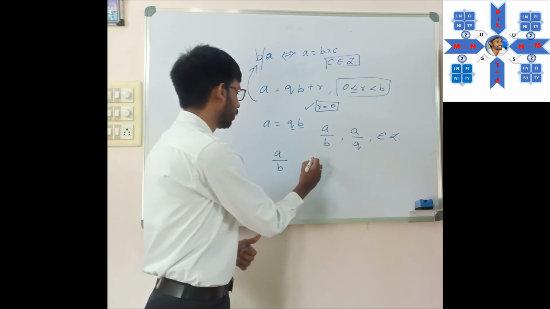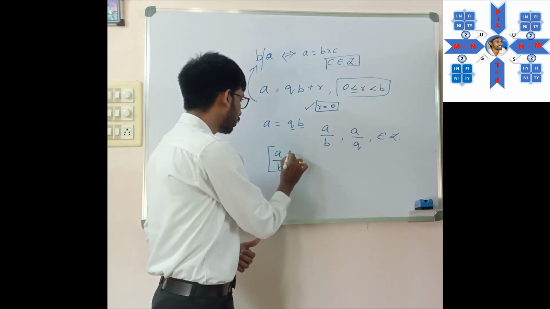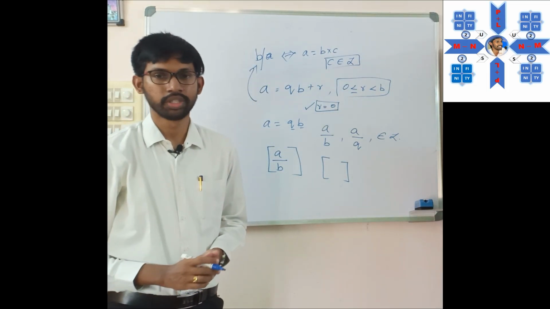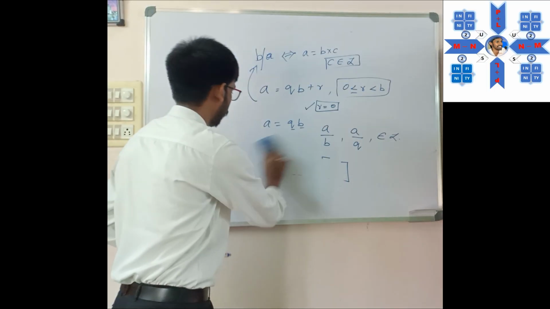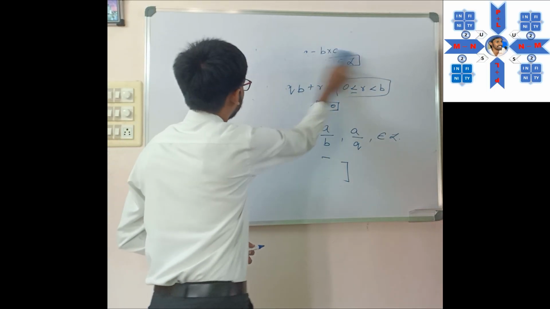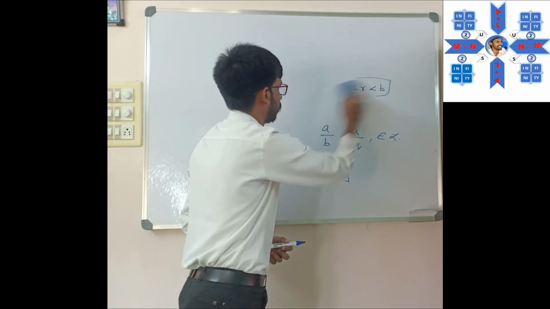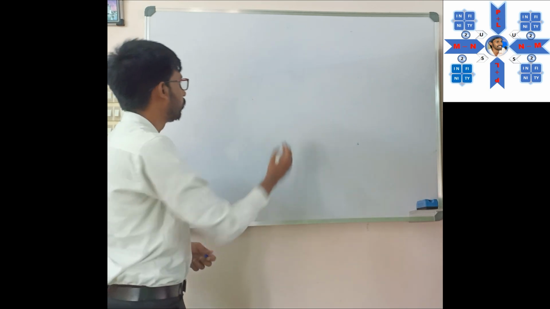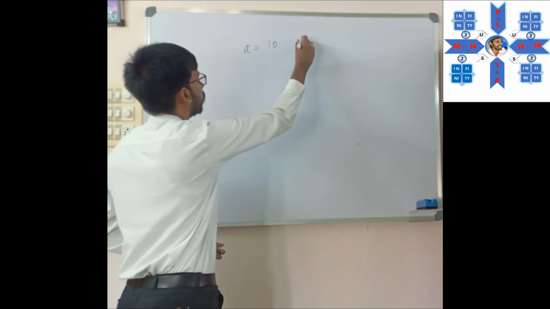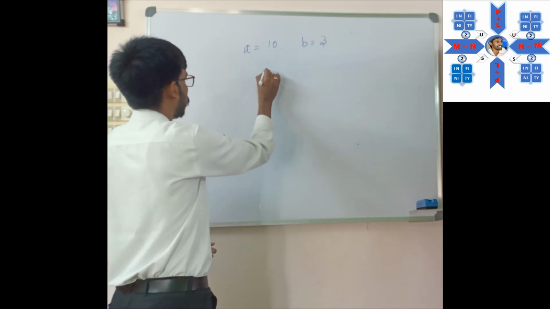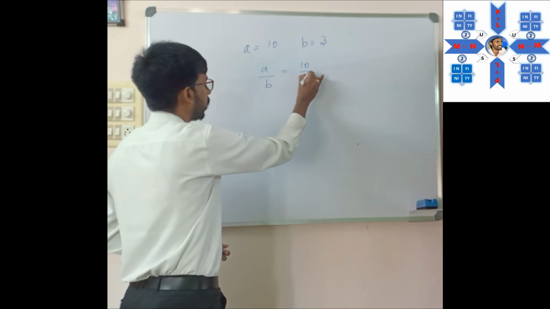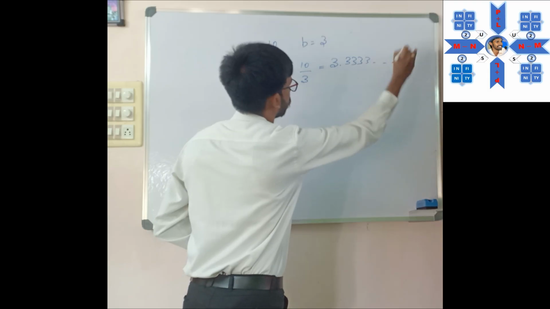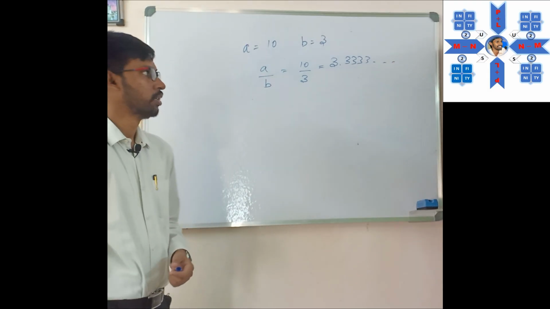That's where we are discussing something called the greatest integer function, and it will be expressed like this. This is the notation for the greatest integer function. More precisely, let me give an example where A equals 10 and B equals 3. So A by B equals 10 by 3 equals 3.33333. So it's not an integer, right?